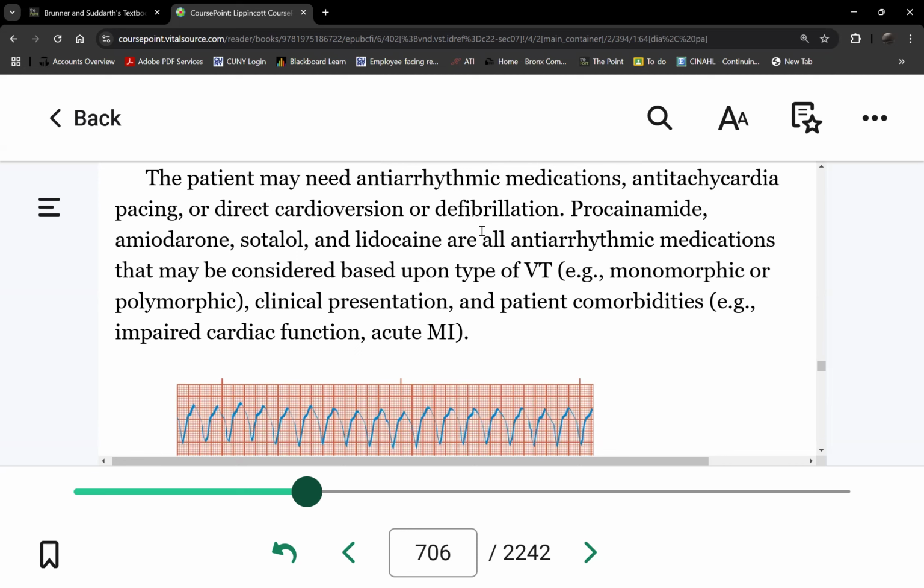Check the leads first. Both are in VTAC, okay? Her monitor shows VTAC. She does not have a pulse. She's unresponsive. What do you do? CPR. She has a pulse. She's awake. What do you do? CPR? No. So what's the first thing you do? You see VTAC on the monitor. What's the first thing you do?